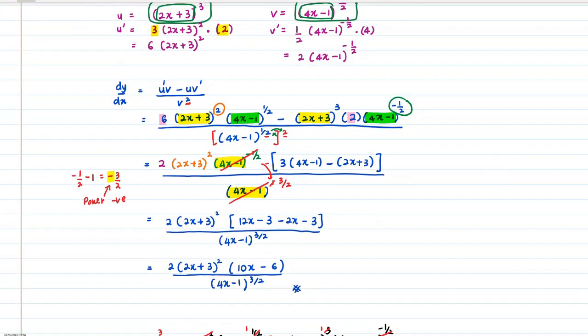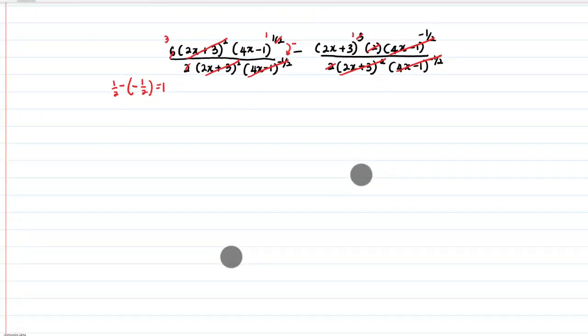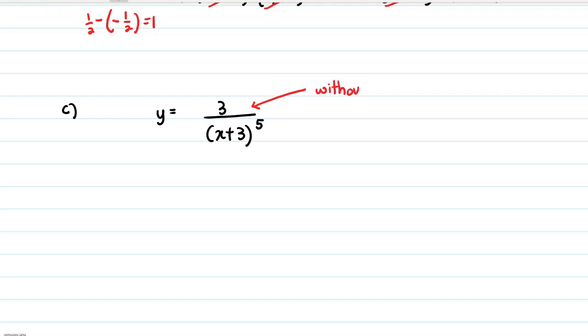Okay, let's see one example. What happened if you have y equals, let's say, 3 over x plus 3 power 5. Okay, this is also a rational function, right? Sebab dia dalam bentuk pecahan kan, u over v. Tapi bahagian atas ni kita tak ada x, without x.